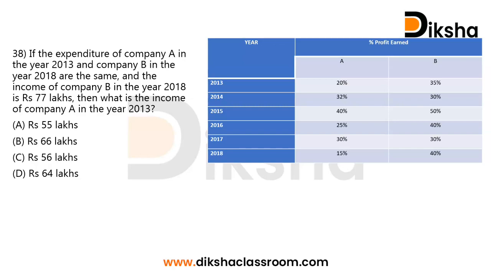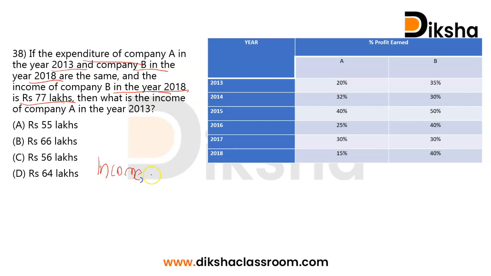Okay, remember here in the question, they have given that the expenditure of company A in the year 2013 and B in the year 2018 are the same, and the income of company B in the year 2018 is 77 lakhs. Using the value 77 lakhs in the year 2018, we want to find the expenditure, and it's given that expenditure is the same as that of 2013. Once you get the expenditure for 2013, from it you find the income of 2013. Don't get confused.